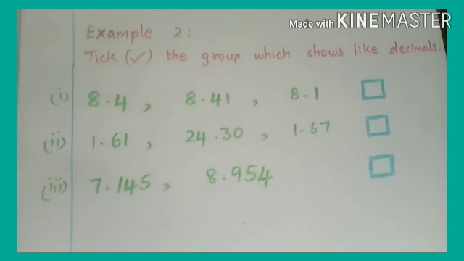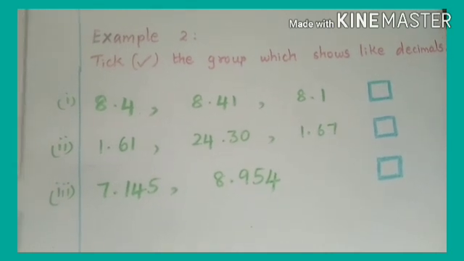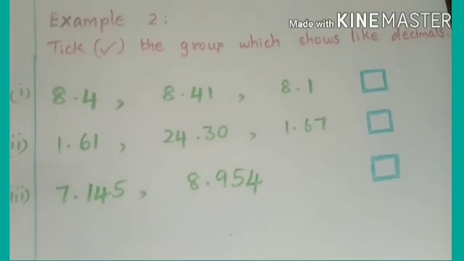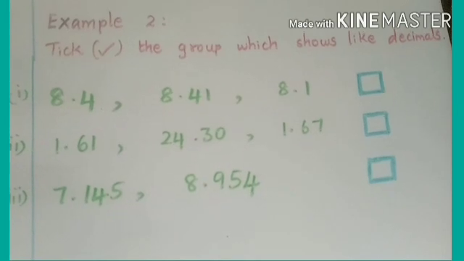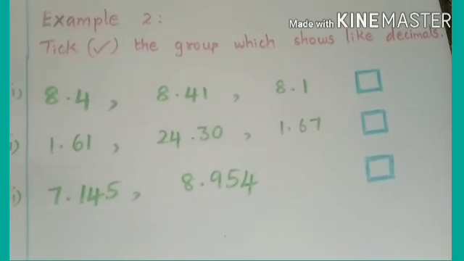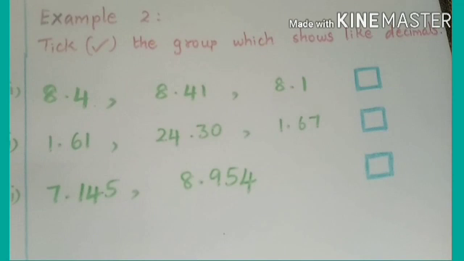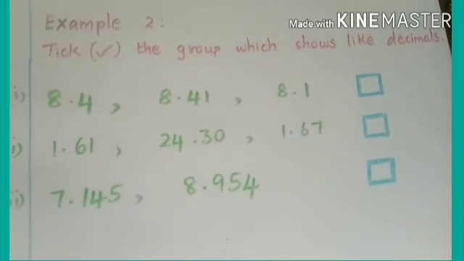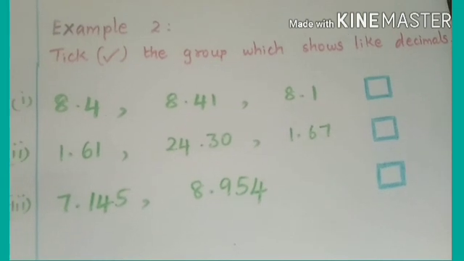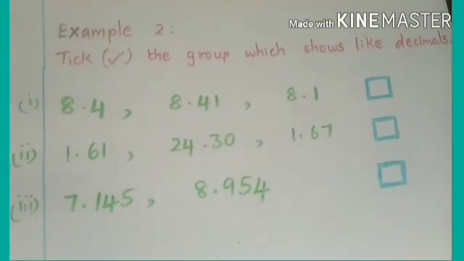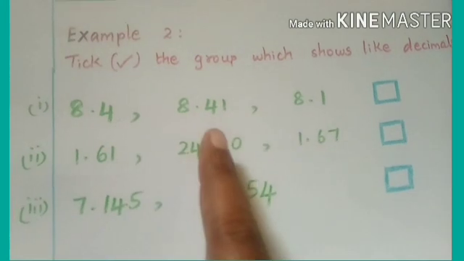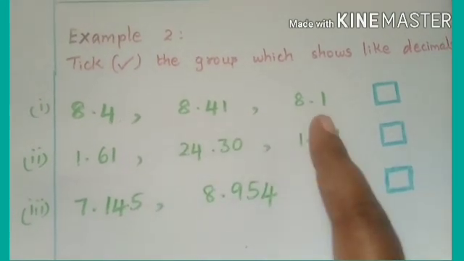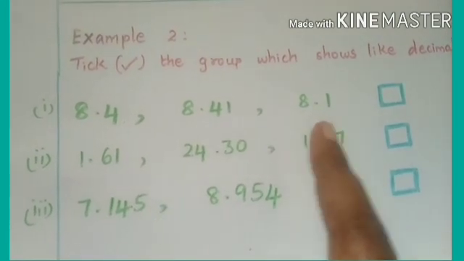Example 2. Tick the group which shows like decimals. Here there are three groups. We have to find the like decimals. In the first group there is 1 decimal place in 8 and 4 tenths, 2 decimal places in 8 and 41 hundredths, and 1 decimal place in 8 and 1 tenths. In this group, number of decimal places are different. It is said to be unlike decimals.